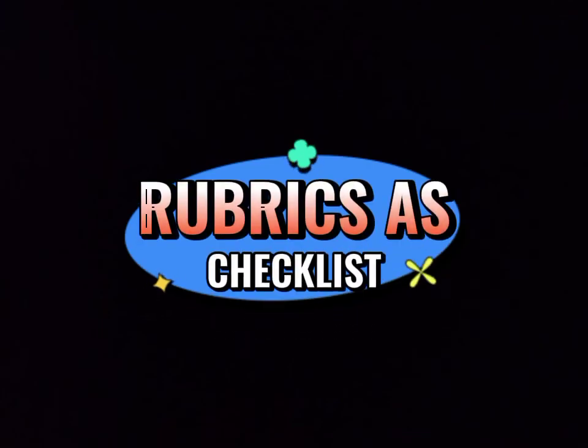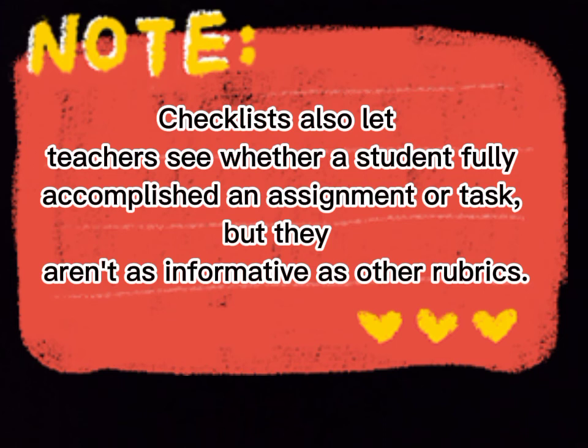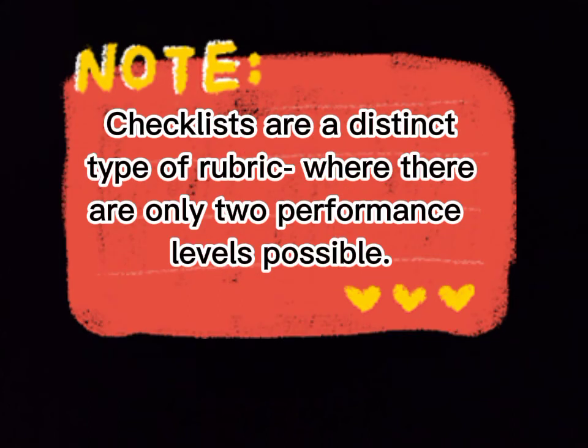Rubrics as checklist. These basic rubric examples ensure that all parts of assignments are present. They help students keep track of each element of a project. Checklists also let teachers see whether a student fully accomplished an assignment or task, but they aren't as informative as other rubrics.